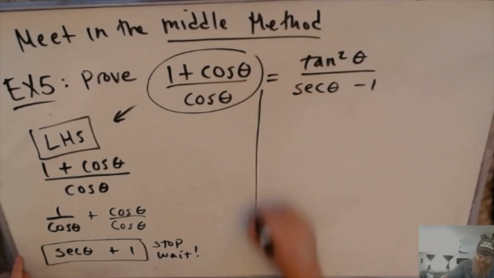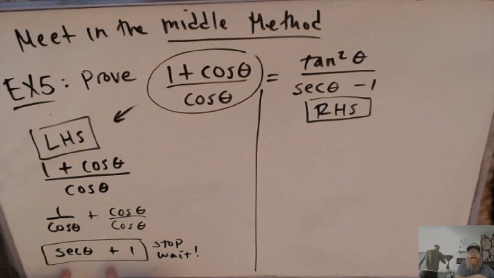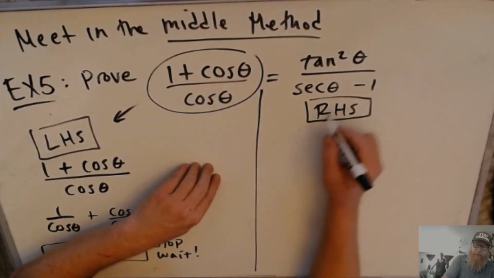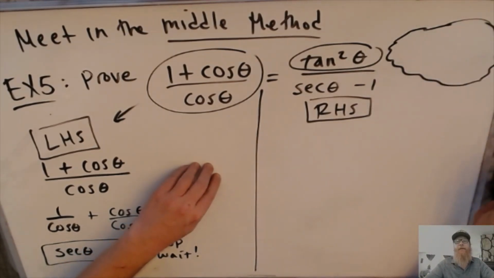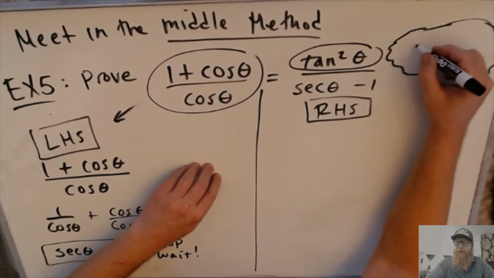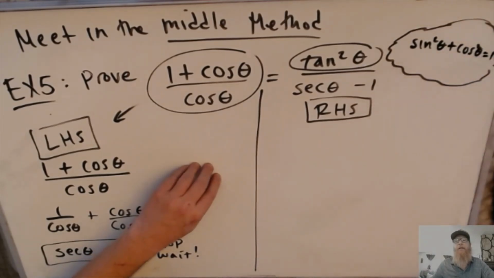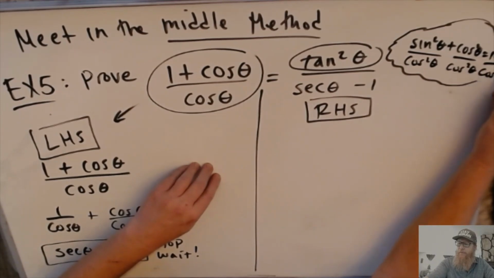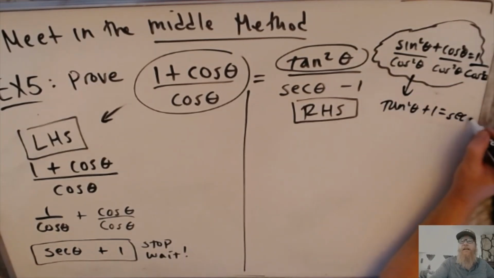Now you take the right-hand side, and you hope that you can rearrange it so that it looks exactly like your left-hand side. Then we will conclude that the two sides are equal. So we have tangent squared over secant minus 1. What's tangent squared? Remember your Pythagorean identity: sine squared plus cosine squared equals 1. We divide this by cosine squared, and you get tangent squared plus 1 equals secant squared.